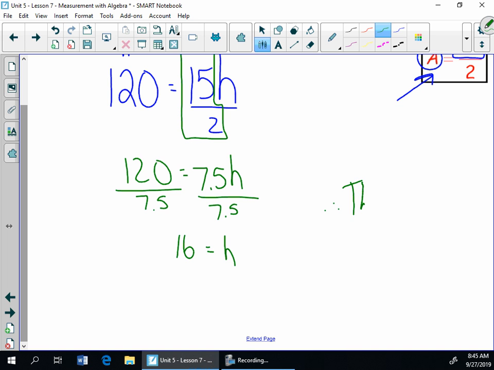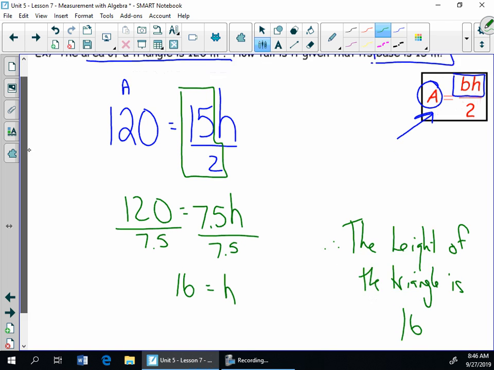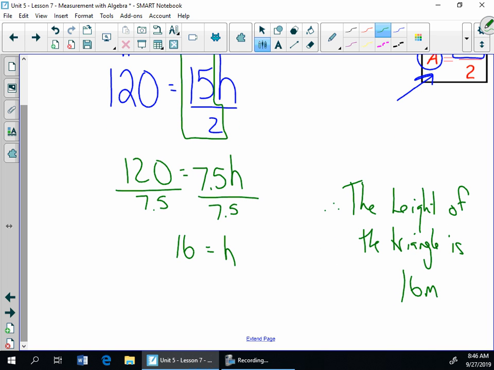Therefore, the height of the triangle is 16. What kind of units do we have? It was meters. Okay, so use your formula, replace the letters with the numbers that you know, and solve. And we're going to try another one.